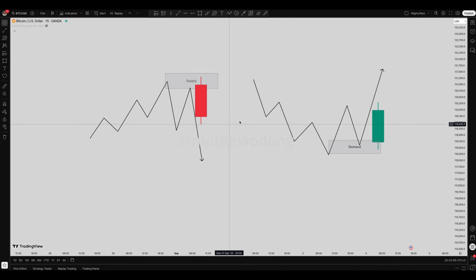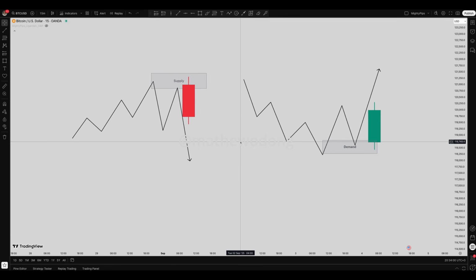That is for supply. For demand, it is just the reverse. The market is going down, it creates the last low here. Then if the market goes up and breaks the most recent high, this one here, and then comes back down near this low, it creates a demand zone here. So we want to trade off of that demand zone.